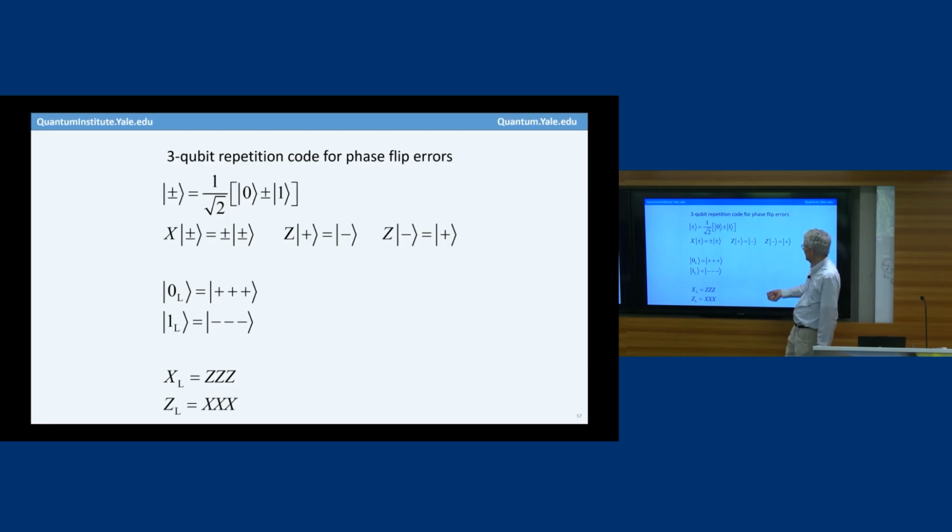And so 0 logical is plus, plus, plus. 1 logical is minus, minus, minus. X logical is 3 z's. Z logical is 3 x's. And if there's a phase flip error, if I apply a z to the middle guy, it changes plus to minus and minus to plus. So now it's all the same as before, except it works for phase flip errors.